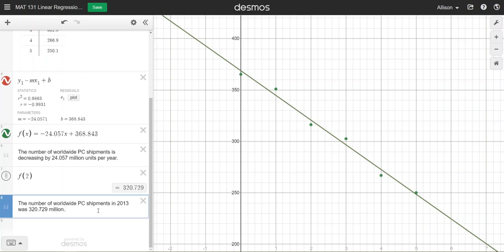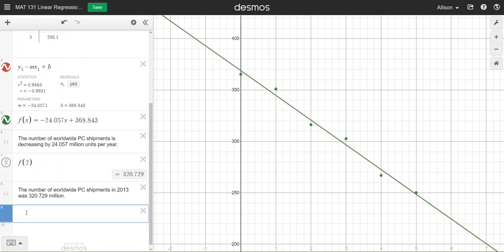If I need to make a prediction, I always need to explain the prediction as well. And usually in the projects, I note that you need to make this prediction and you need to use a note text box to explain what it means in context. When you explain what it means in context, you need to explain what the input means. In this case, the input refers to the year 2013, 2 years after 2011, and what the output means. In this case, it's the number of millions of shipments.